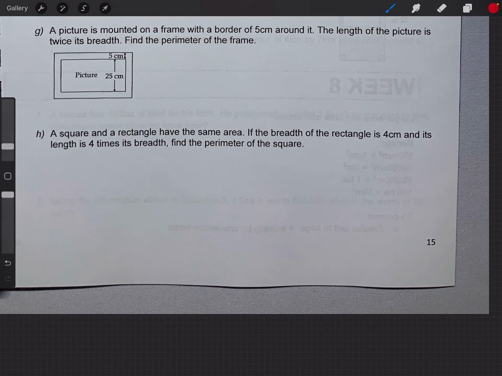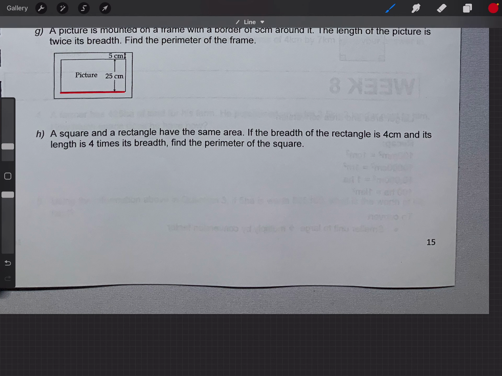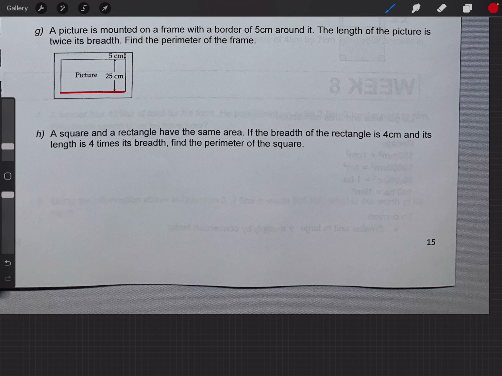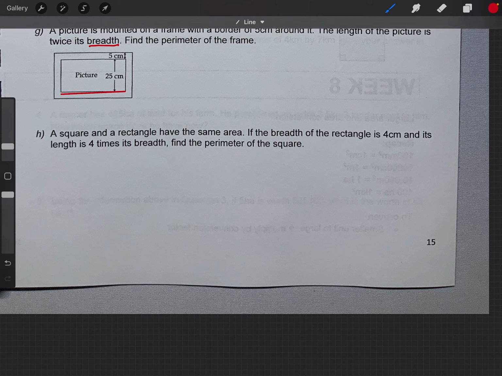A picture is mounted on a frame with a border of 5 centimeters around it. The length of the picture is twice its breadth. Find the perimeter of the frame. So what this means is the length is double this thing. Now the width, it says twice its breadth. Breadth is another word for width. So that one's given to us to be 25. If that's 25, then the length is double of that, which means it's 50.